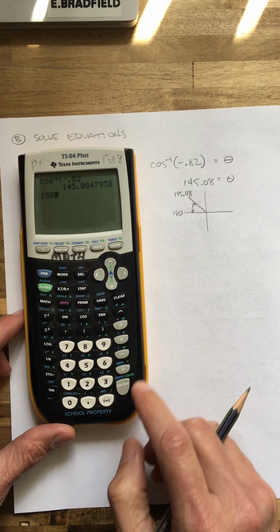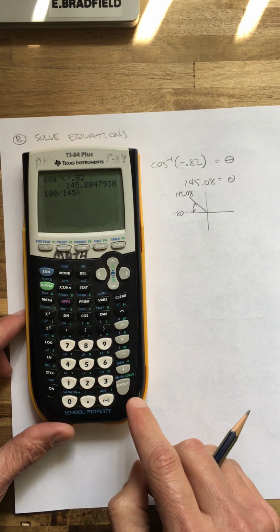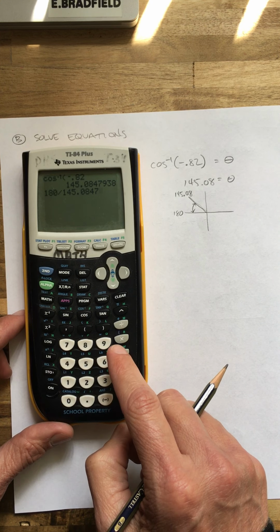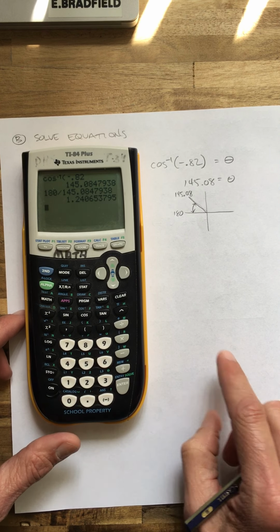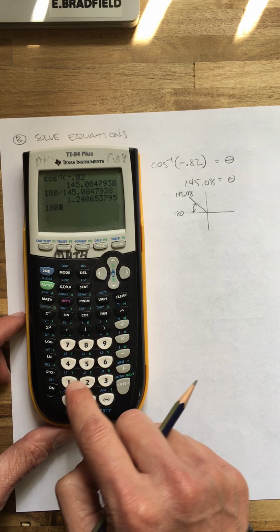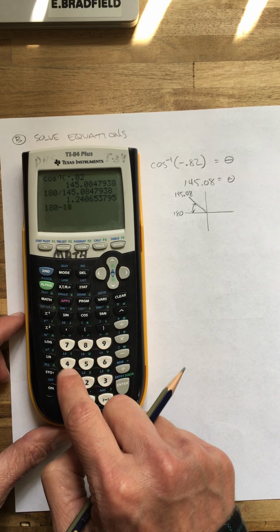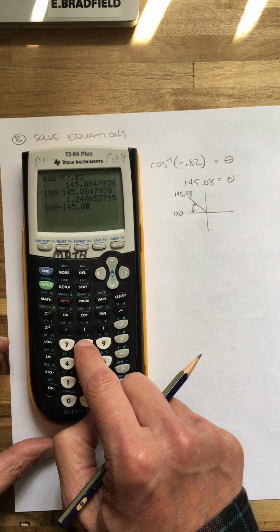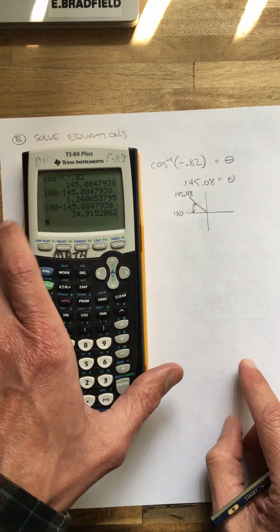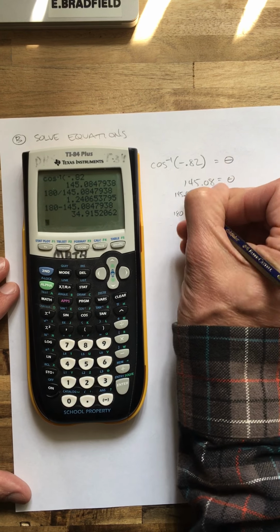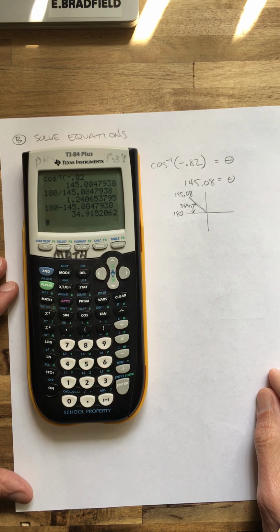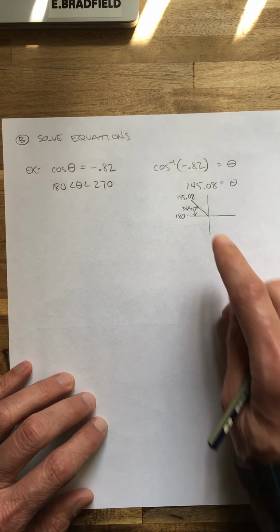So 180, take away 145.0847938. And you get, what just happened? Oh, I put divided by. Let me try that again. 180, subtract, there we go, 145.0847938. And we get 34.915. So this angle right here is 34.915.